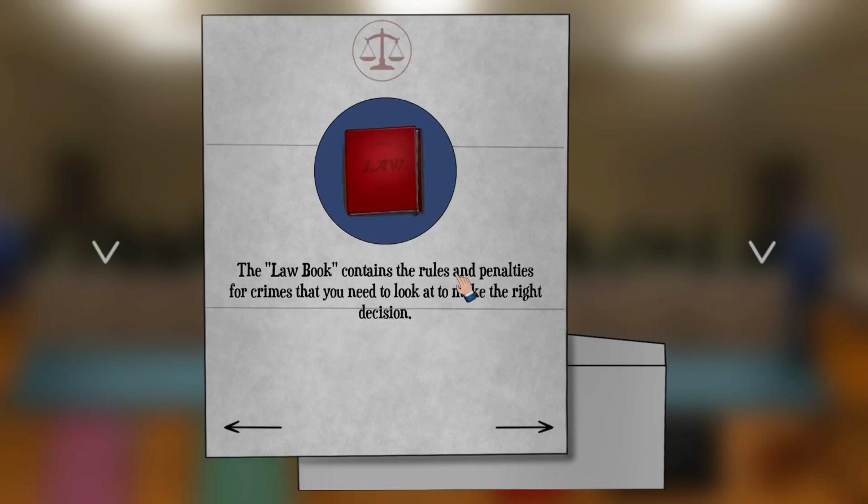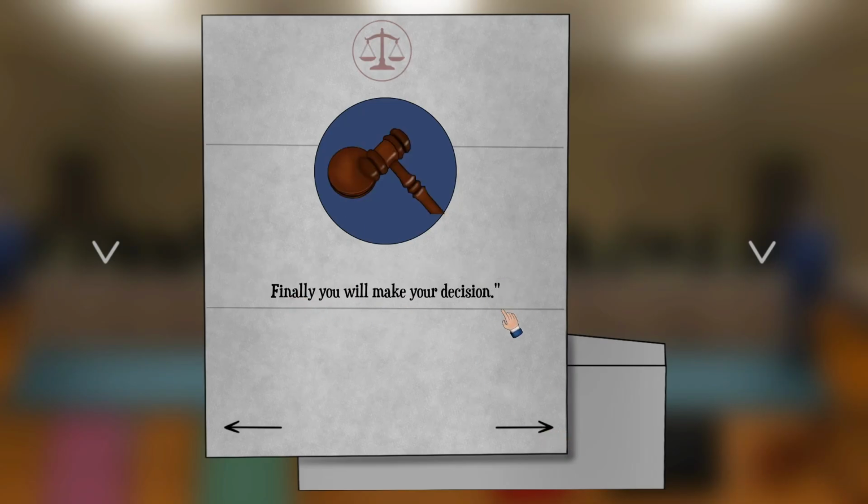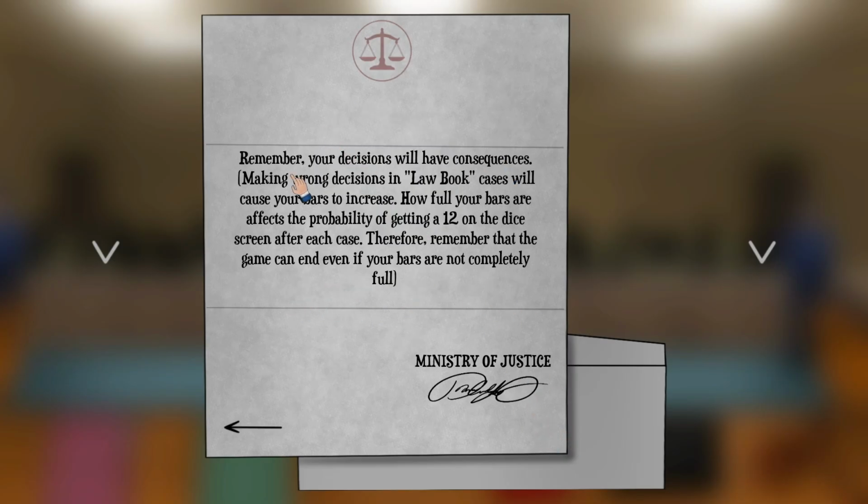The law book contains the rules and penalties for crimes that you need to look at to make the right decision. Finally, you will make your decision. Remember, your decisions will have consequences. Making a wrong decision in the law book cases will cause your bars to increase. How full your bars are affects the probability of getting a 12 on the dice screen after each case. Therefore, remember that the game can end even if your bars are not completely full.